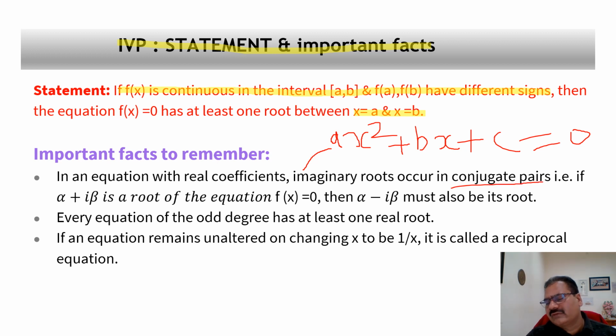This is a well established law. If alpha plus i beta is a root of the equation f(x) is equal to 0, then alpha minus i beta must also be its root, a pair of roots. Now, every equation of odd degree has at least one real root. This is very important, and you have to remember this. Every equation of odd degree, meaning 3, 5, 7, has at least one real root.